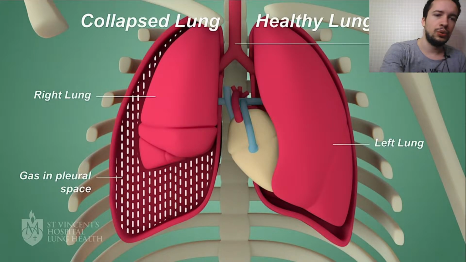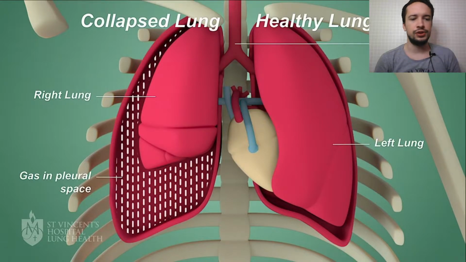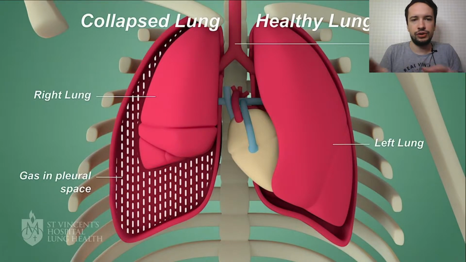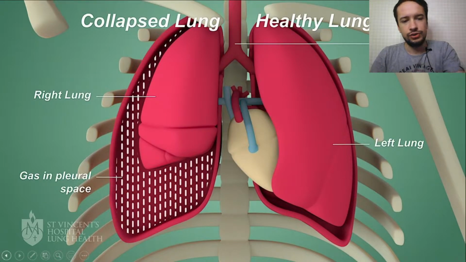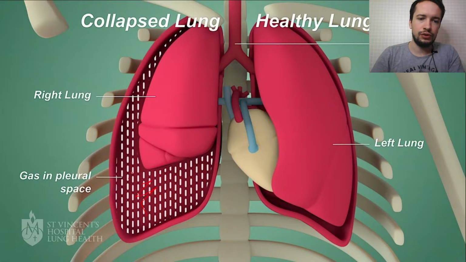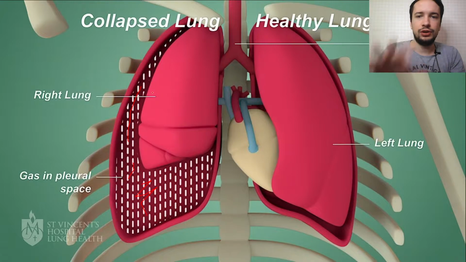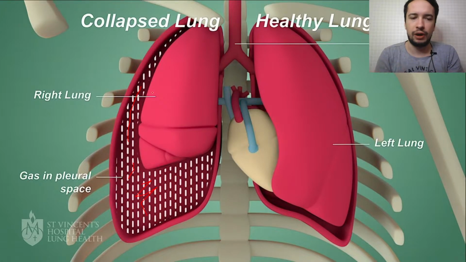When we talk about pneumothoraxes, we need to understand that it is air in the pleural cavity. In this picture you see a schematic picture of air in the pleural cavity, and you see what happens with the lung when we have any air in the pleural cavity.